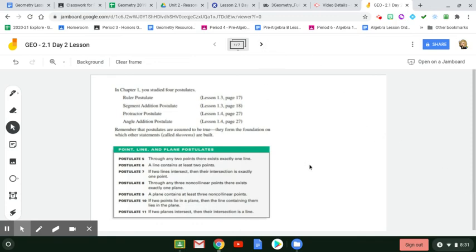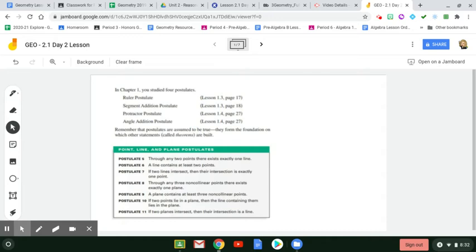To follow up on what you learned yesterday about conditional statements, I'm going to go over some of the important postulates that we've been learning throughout geometry, and we're going to use those as conditional statements as well and apply some truth values with those. In chapter one, we actually studied four postulates without necessarily stating a couple of them.